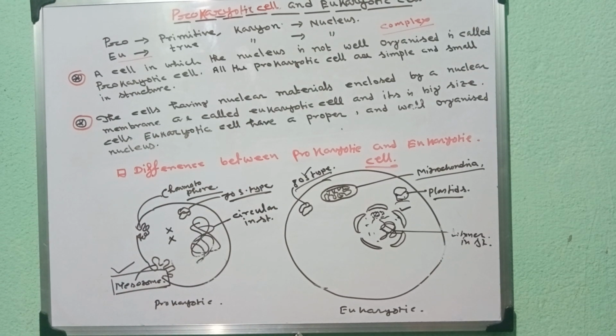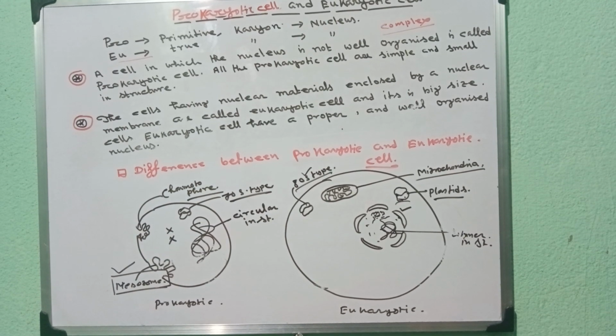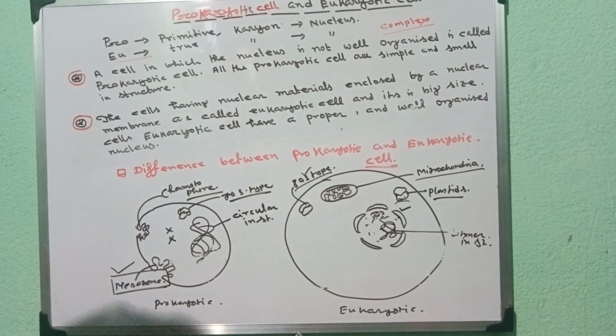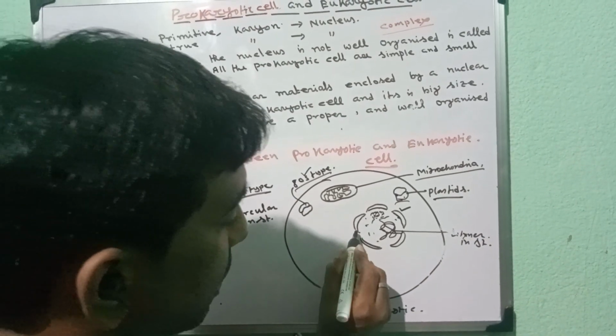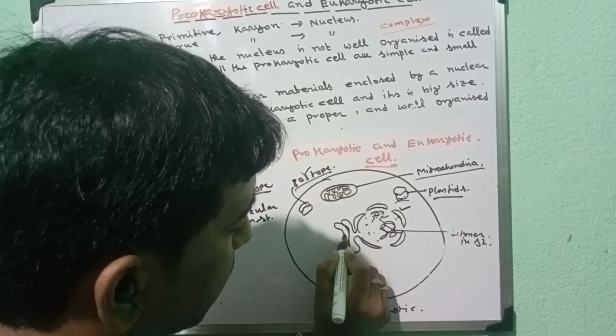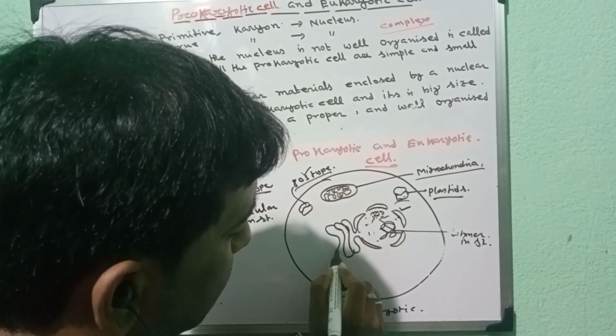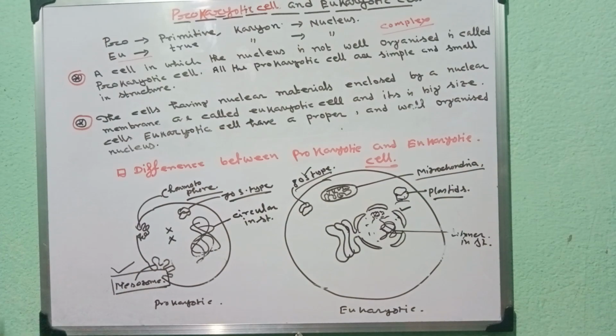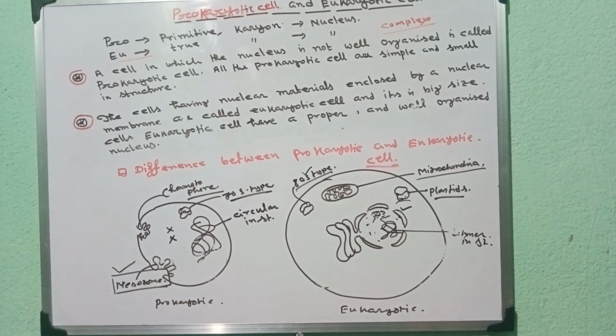The prokaryotic nucleus is a very small structure, but in the eukaryotic cell it is big in size. In the prokaryotic cell they are simple in form, but in the eukaryotic cell they are complex in form. In the prokaryotic cell the membrane bound cell organelles are absent. But here, the outer membrane of the nucleus folds and forms the endoplasmic reticulum.